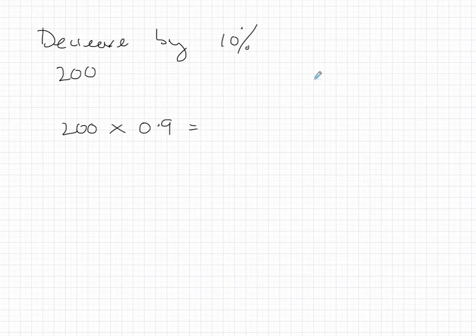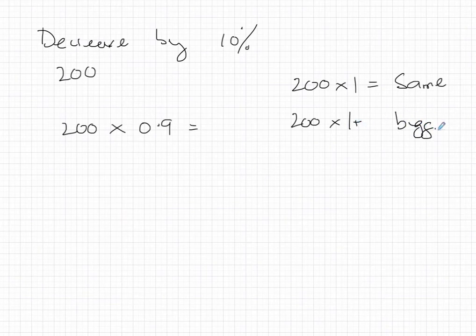If you multiply by 1, suppose you have 200, it stays the same. If you multiply 200 by 1 and a bit more, it will make the answer bigger. If you multiply 200 by 1 minus a piece, as it were, the answer will be smaller. So you're decreasing.